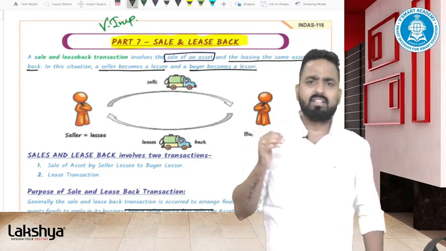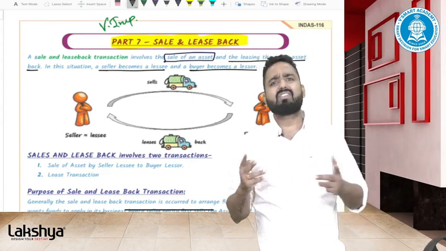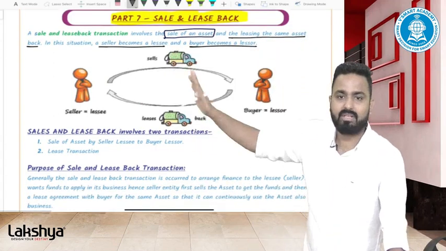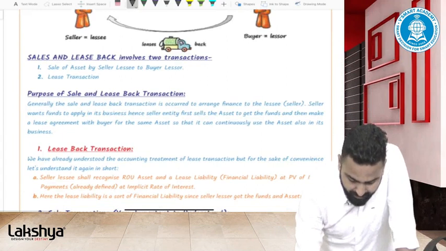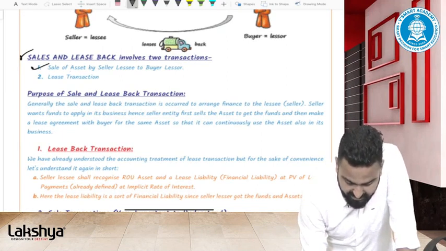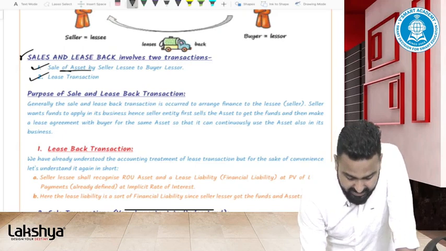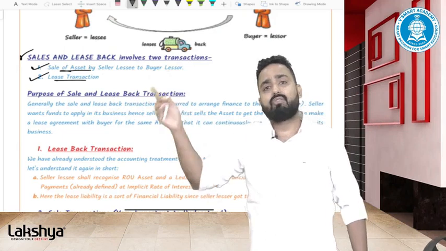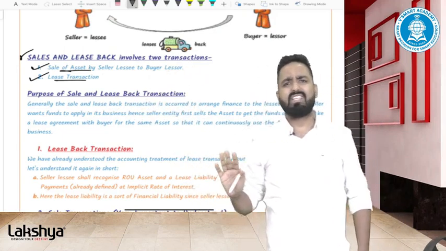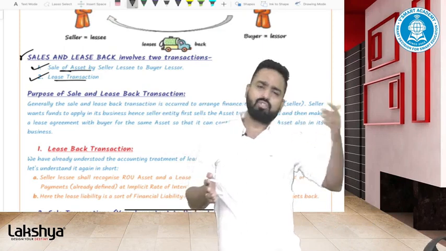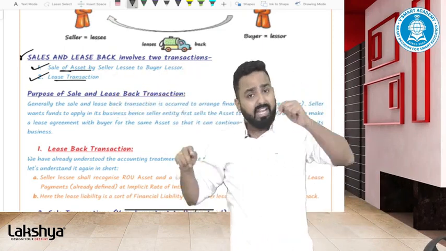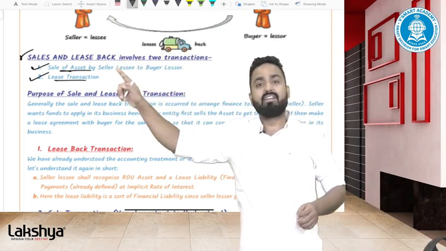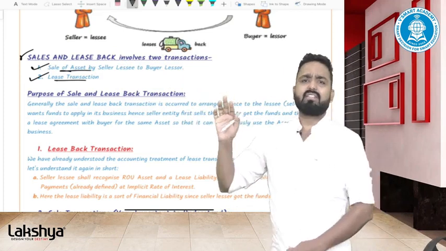Now I will discuss the logic of why this transaction happens. Everything we will discuss one by one. This is the diagram you must have understood already. Sale and lease back involves 2 transactions. One is the sale of an asset by the seller-lessee to the buyer-lessor, and the second is a lease transaction. For the lease transaction, we have already understood the accounting treatment in the books of the lessee and the lessor. Now we need to understand the accounting treatment of the sale transaction. So let's discuss it one by one properly.